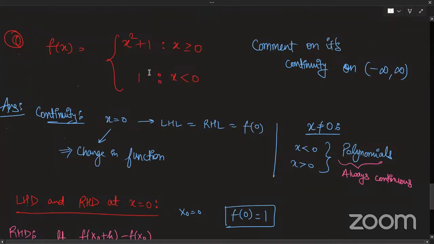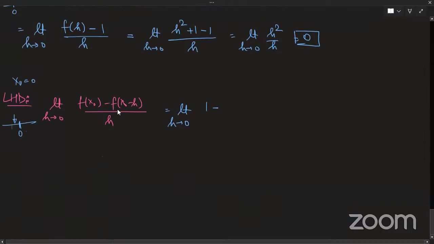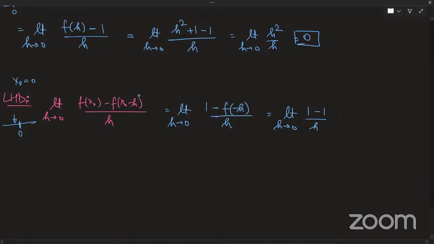1. So my value of f of x naught minus h, that is f of minus h, will be 1. So 1 minus 1, whole divided by h. What is the value of this limit? Is it 0 by 0? Just think again. It is 0 because the numerator is exactly equal to 0.